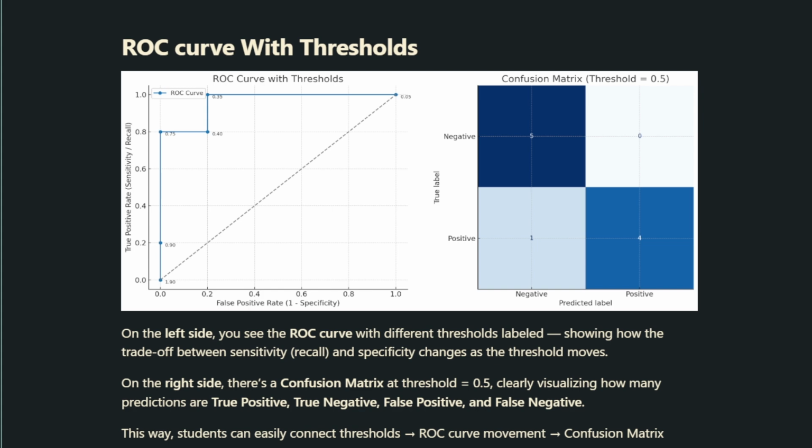Let's quickly recap what we learned. We started with the idea of why accuracy alone is not enough. Then we explored the ROC curve as a powerful tool to evaluate models. We broke down sensitivity and specificity with simple analogies and real-world examples. After that, we looked at a small 10-case example to see how thresholds actually affect model performance. And finally, we connected everything with the ROC curve and confusion matrix, showing how thresholds move us along the curve and change the outcomes. So the big takeaway is ROC curves help us visualize the trade-off between catching positives and avoiding false alarms, and depending on the problem, we decide where to set the threshold.